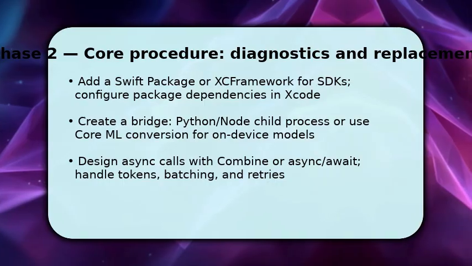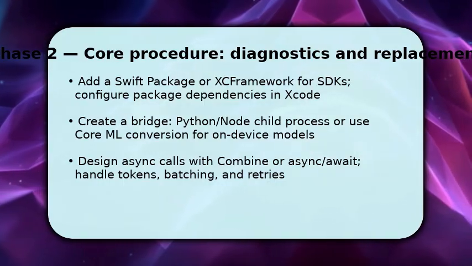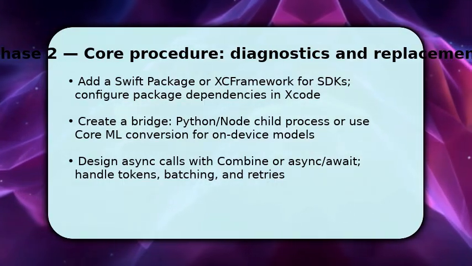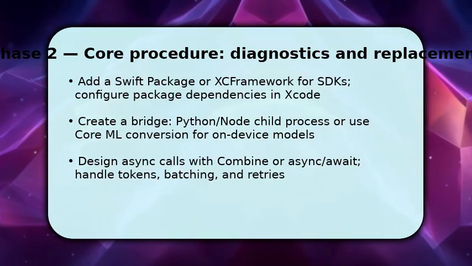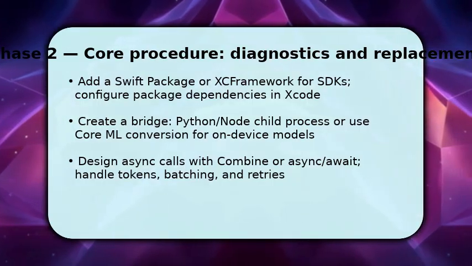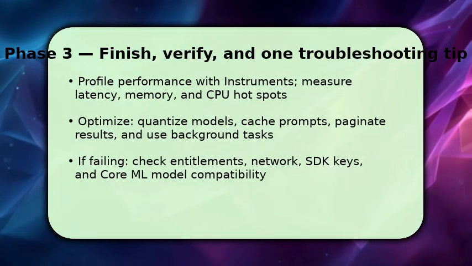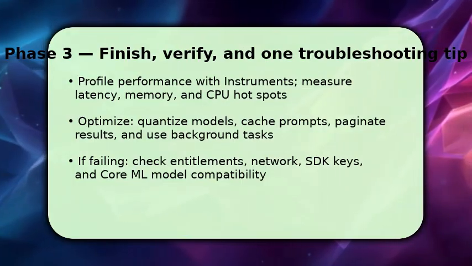Then implement async/await or Combine for non-blocking calls. Manage tokenization, batching, and exponential retries. Finish by rigorously testing and optimizing. Run Instruments to profile latency, memory, and CPU hotspots so you know where to improve.